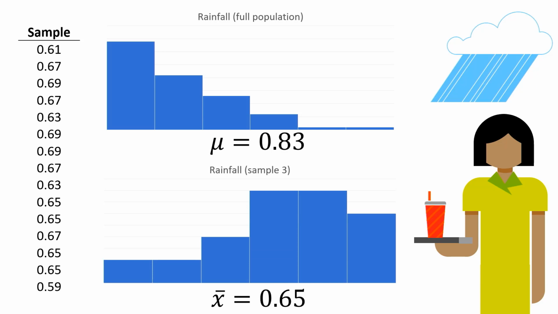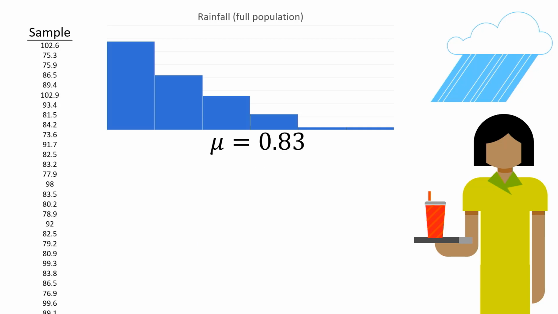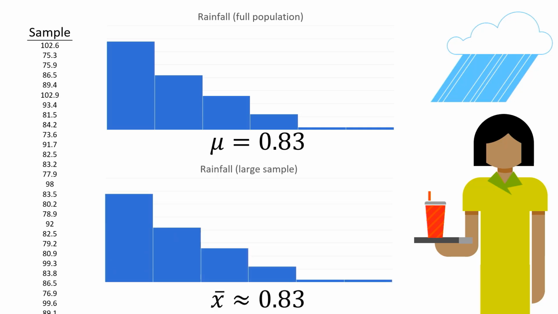So what can we do to ensure our sample statistics are truly representative of the full population parameters? Well, up till now, we've used fairly small sample sizes. In practice, it's best to get as large a sample as you can. The larger the sample, the better it will approximate the distribution and parameters of the full population.